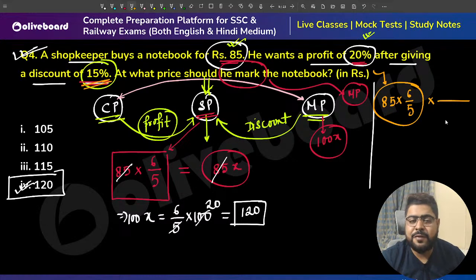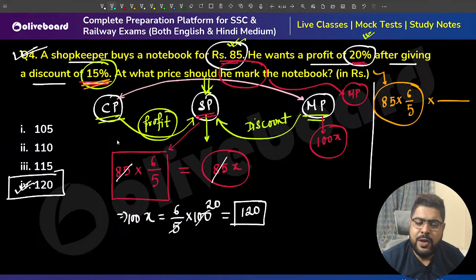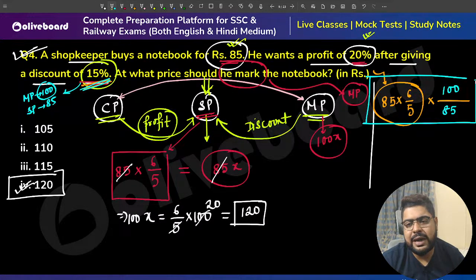Meaning, sir, if you use the modular method, there is something called modular method that I teach in my batches. SP will be, sir, 15% discount means if MP is 100, SP is 85. So this is SP, that means this represents 85, that is denominator. What do we want? We want MP. That means we want 100. That is your numerator. It's a single liner. You can directly say this. So 85 cancels. This is 20. 6 into 20, 120 rupees.